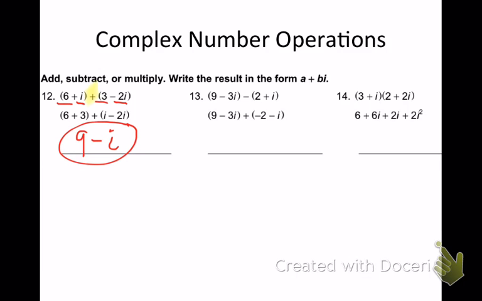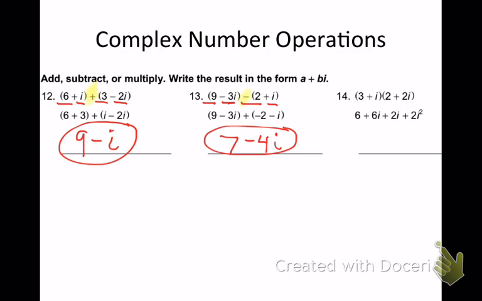Okay. 13. I have 9 minus 3i minus 2 plus i. Again, you combine like terms here. Does everybody see the subtraction sign between? Subtraction means subtract. I'm not multiplying here. So what's 9 minus 2 going to get me? 7. And then what's negative 3i minus i? Negative 3i minus i gets me? Negative 4i. So I have 7 minus 4i. Nice job.